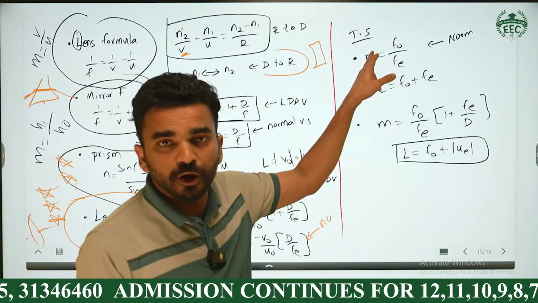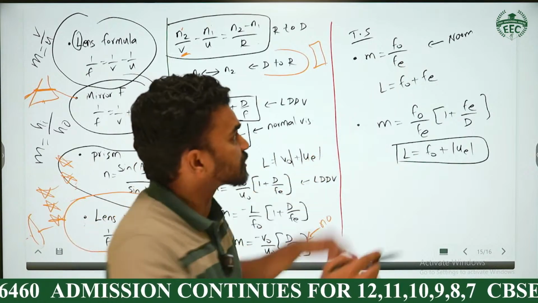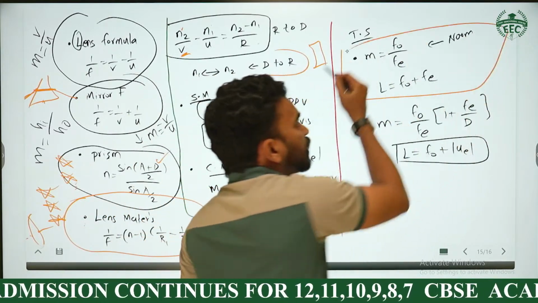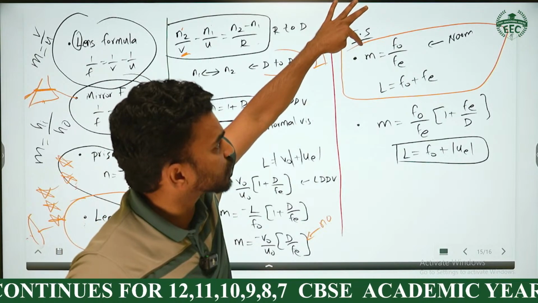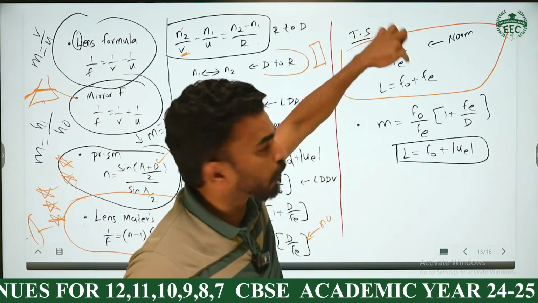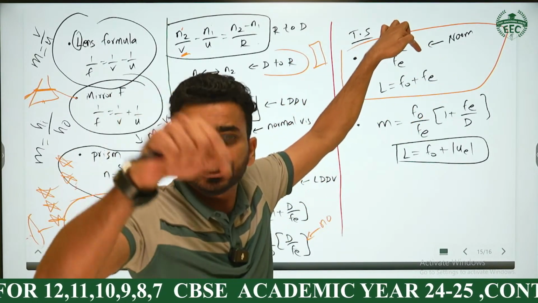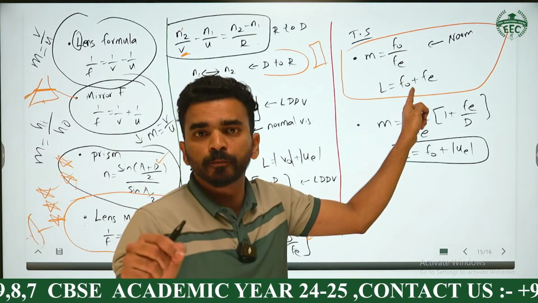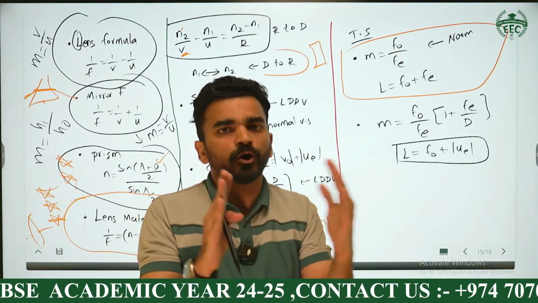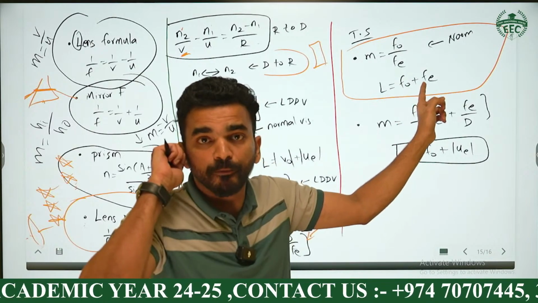Then come to the telescope case. This is many times repeated. Remember the derivation, ray diagram and numerical point of view I'm talking about. Magnification of a telescope for normal vision is fo by fe. What is fo? It stands for focal length of objective. fe means focal length of eyepiece. L stands for tube length, that is the distance between objective and eyepiece. What's the formula? fo plus fe.